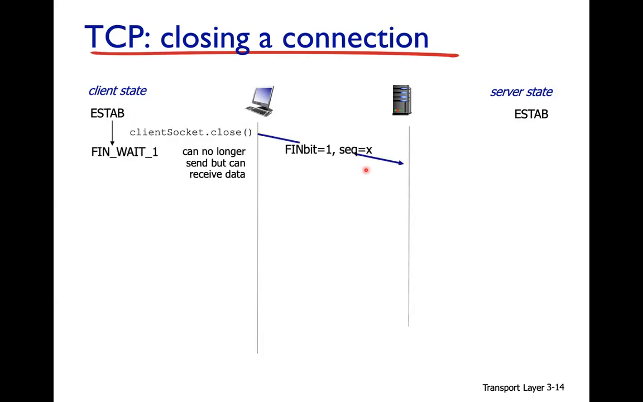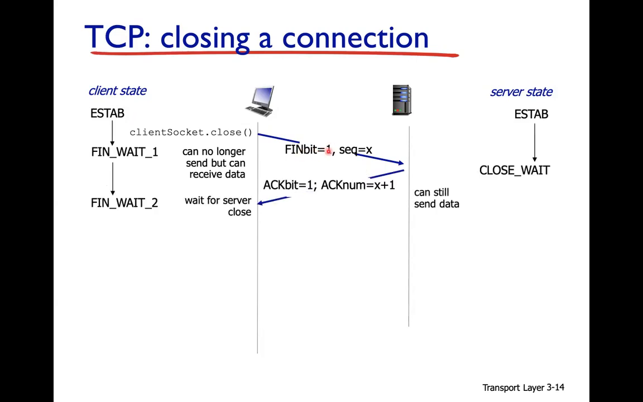So this one is a client socket that wants to close. It will send a finish bit equal to 1, meaning I want to finish the socket. Then the server will acknowledge it, but make sure it cannot close the socket immediately. So it will do the close wait. And it can still send data, so the server may still have some data to send out, okay?